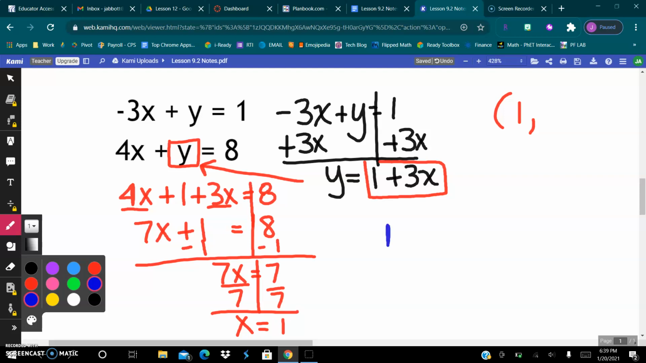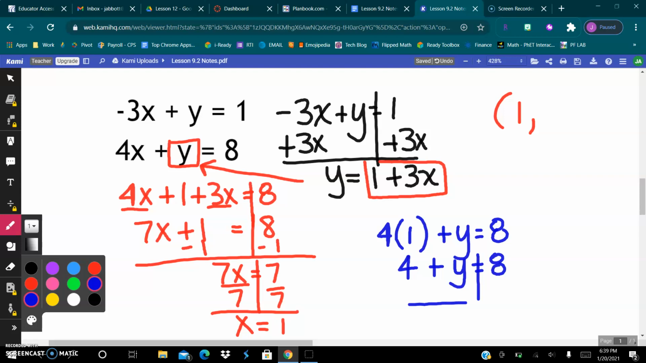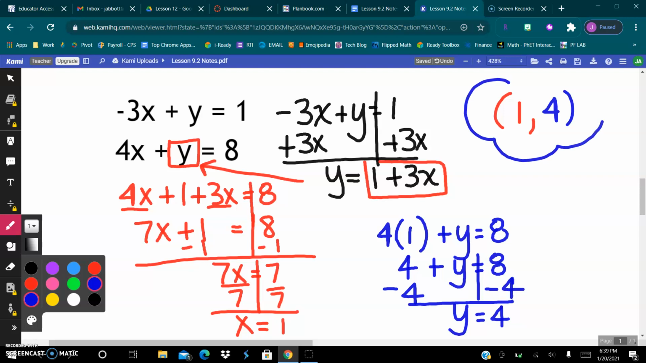So we have 4x, and x is 1, plus y equals 8. And then simplify, multiplication here. So 4 times 1 is 4. And then we're going to subtract 4. So y equals 8 minus 4, which is 4. So then we have our ordered pair of 1, 4, the point where the 2 lines would cross.